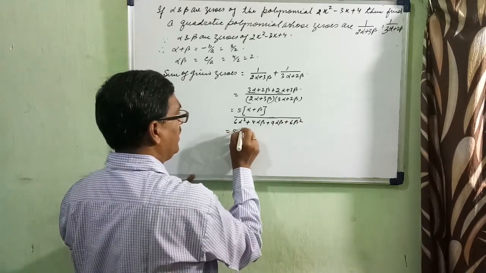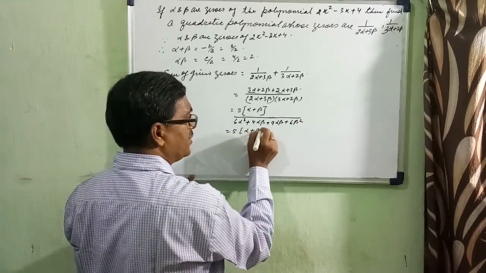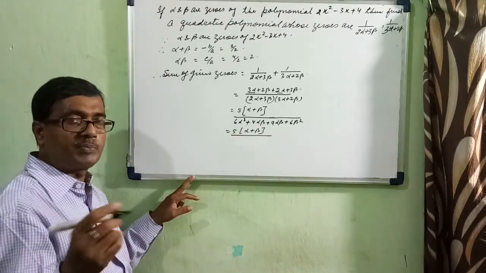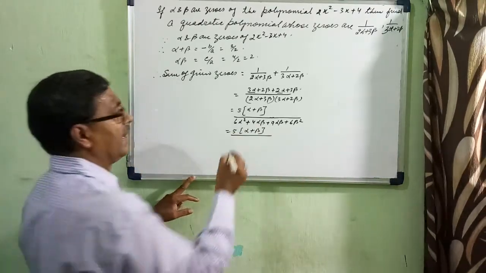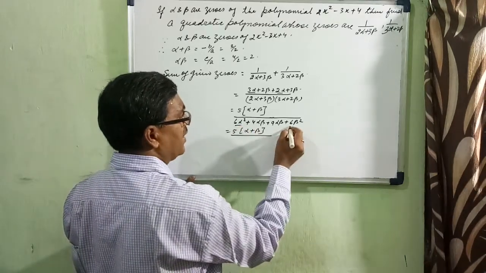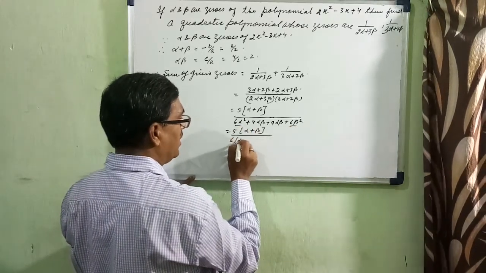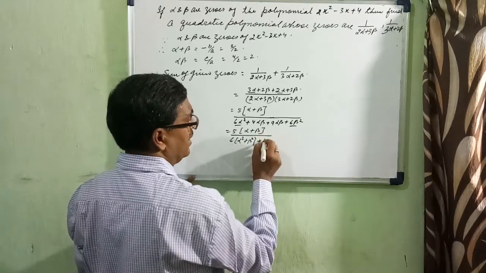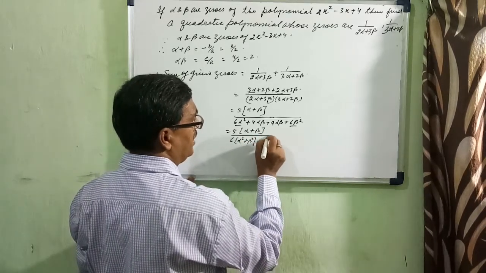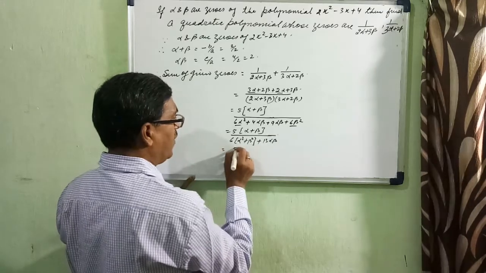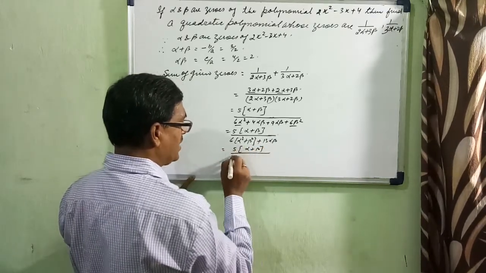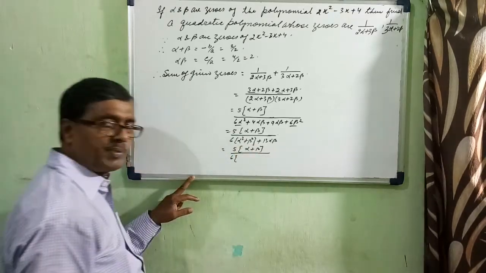Then 5 into... I'm not going to substitute the value unless or until every term is converted into that particular form, alpha plus beta and alpha into beta. So this will be 6 alpha square, 6 beta square, 6 common, alpha square plus beta square, and plus 13 alpha beta. Then 5 into alpha plus beta divided by 6 into alpha square plus beta square.